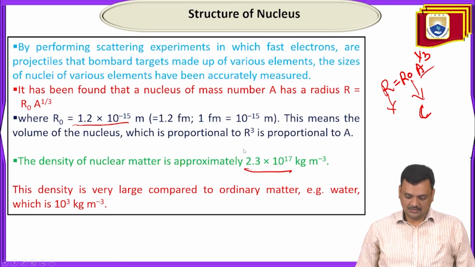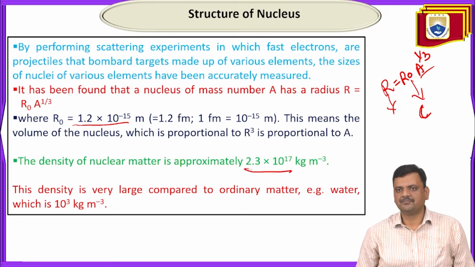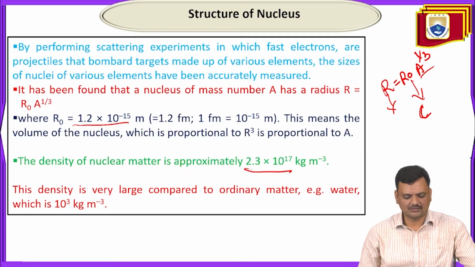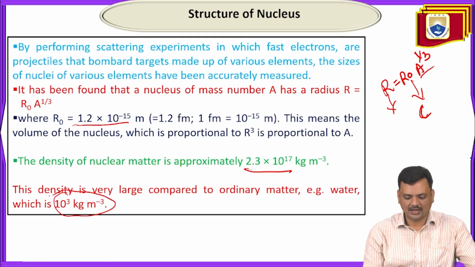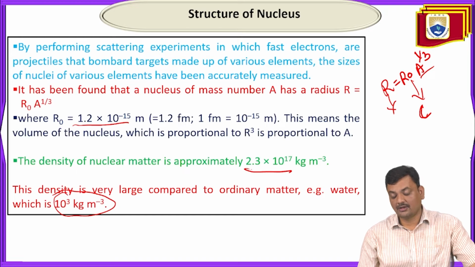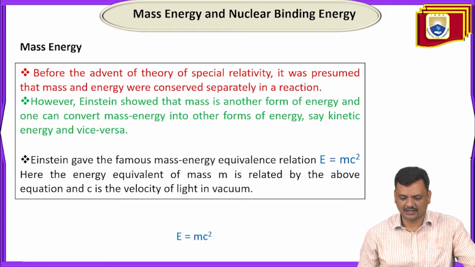Okay, this is not my topic's concern. It is related to nuclear physics courses. Anyhow, I remember this, so I tell it. This density is very large compared to ordinary matter, for example water, which is 10^3 kilogram per meter cube. Compare this 10^3 kilogram per meter cube with 2.3 × 10^17 kilogram per meter cube. So you can imagine how dense the nucleus is.